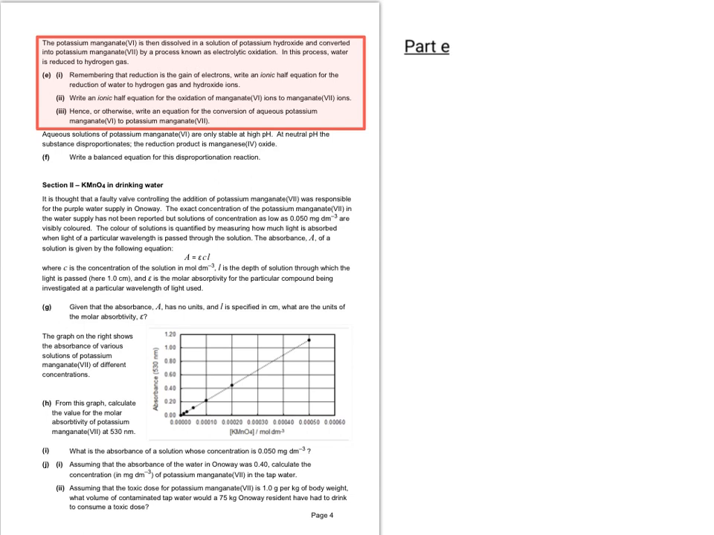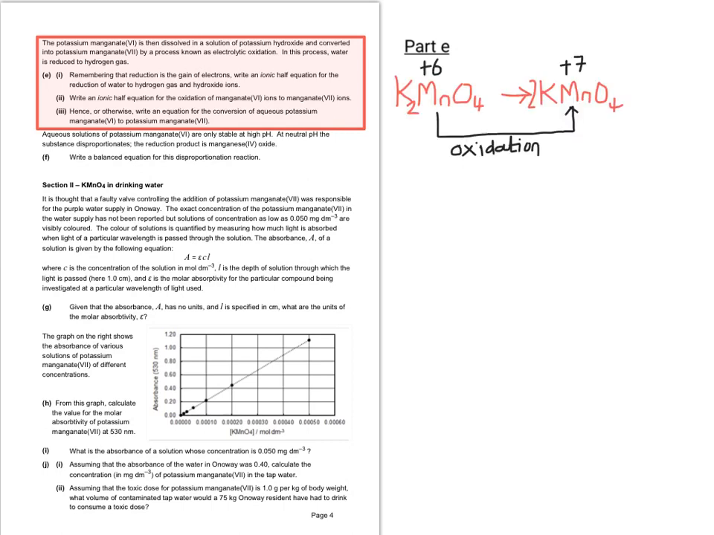So, starting with part E, it gives us some information about what happens next. The potassium manganate 6 is dissolved in a solution of potassium hydroxide and converted into potassium manganate 7, our final product, by a process known as electrolytic oxidation. It also says that water is reduced to hydrogen gas, so this suggests strongly that we're dealing with redox.